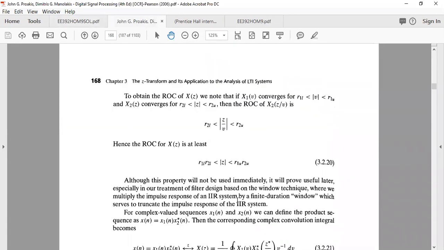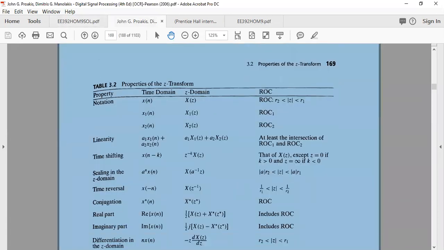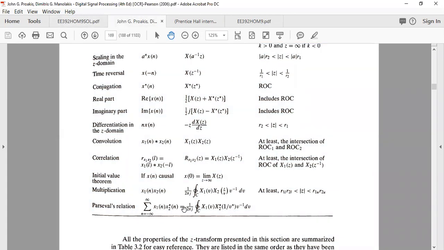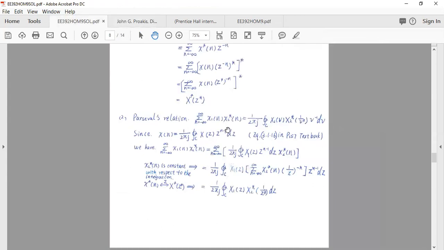I just go on to 2.2. Okay, we just need to prove this Parseval's relation over here, right? Based on the Parseval's relation, it is the sum from negative infinity to infinity of x1 of n multiplied by the conjugate of x2 of n, right? So we just need to prove this particular part here. In order to prove that, we can start off with this particular term over here.